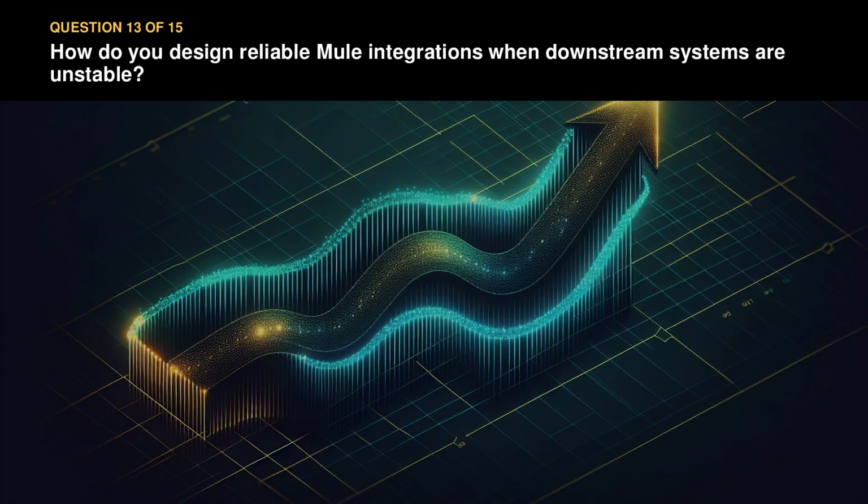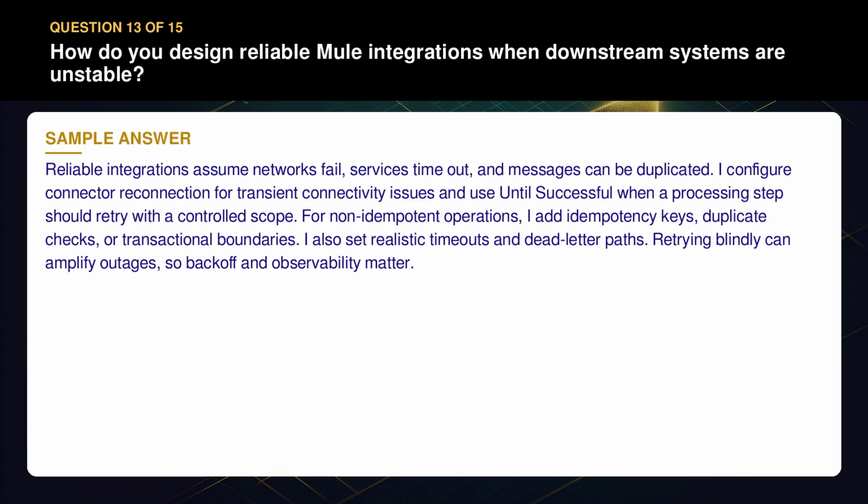Question 13. How do you design reliable Mule integrations when downstream systems are unstable? Reliable integrations assume networks fail, services time out, and messages can be duplicated. I configure connector reconnection for transient connectivity issues and use until successful when a processing step should retry with a controlled scope. For non-idempotent operations, I add idempotency keys, duplicate checks, or transactional boundaries. I also set realistic timeouts and dead letter paths. Retrying blindly can amplify outages, so backoff and observability matter.